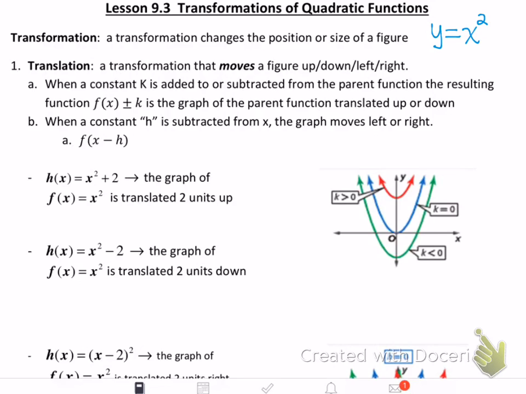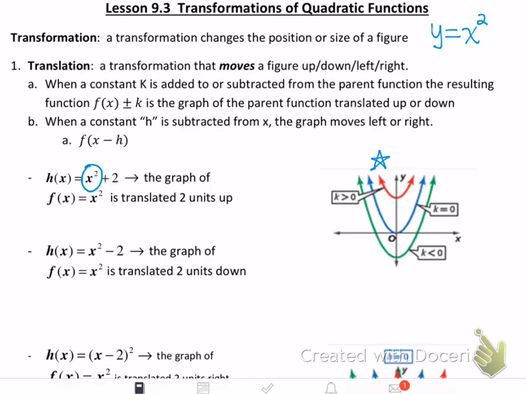So if you look down here, your h of x, that's just to represent a different kind of function, is equal to x squared plus 2. Now, x squared is the original function, and so outside of that you have a plus 2. Your original function, which is in blue here on the right side, is shifted up 2 spaces. So it moves up 2 spaces.